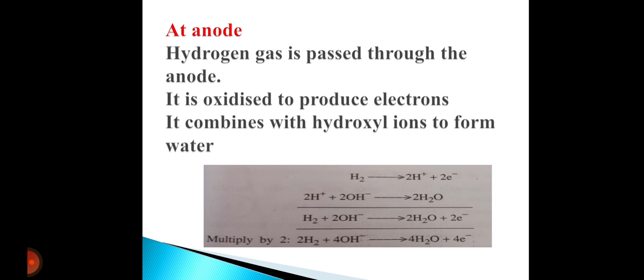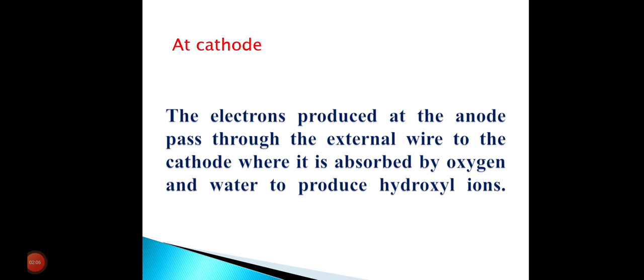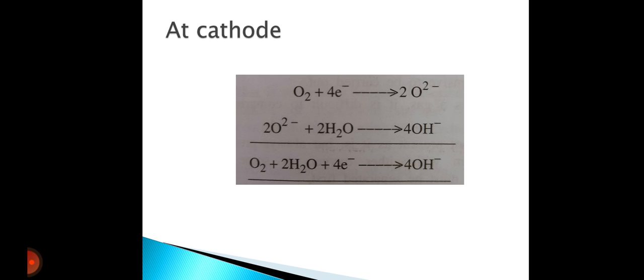The cell reaction is given. So at the cathode, the electrons produced at the anode pass through the external wire to the cathode, where they are absorbed by oxygen and water to produce hydroxyl ions. So at the cathode, the oxygen reacts with the electron to form oxide ion. The oxide ion reacts with the water molecule to form hydroxyl ion. Hence the overall reaction is oxygen reacts with water and electrons to form hydroxyl ions.